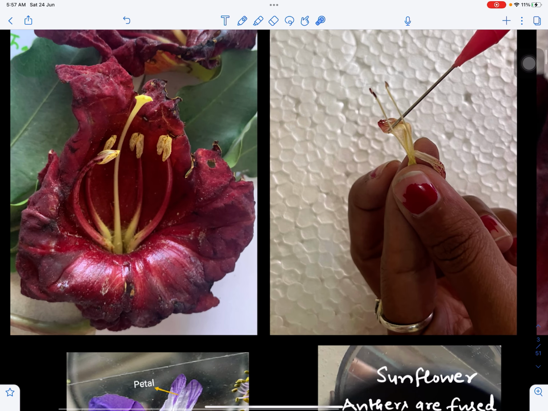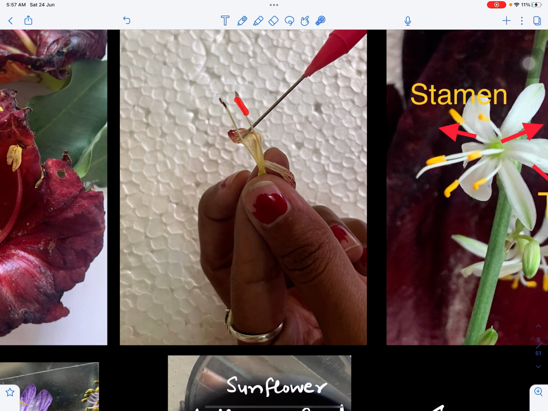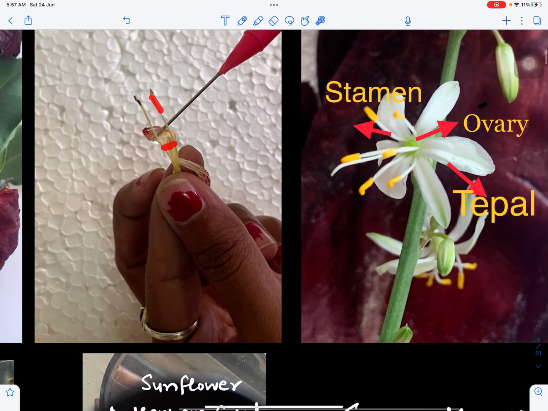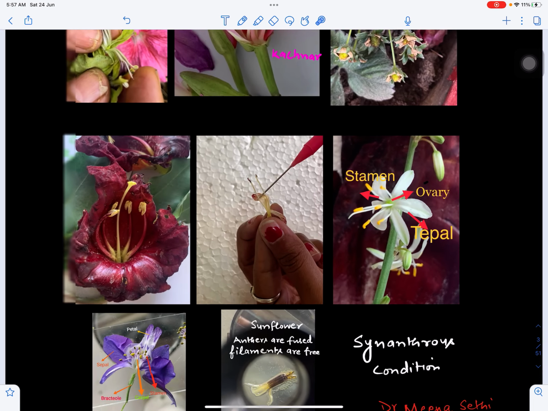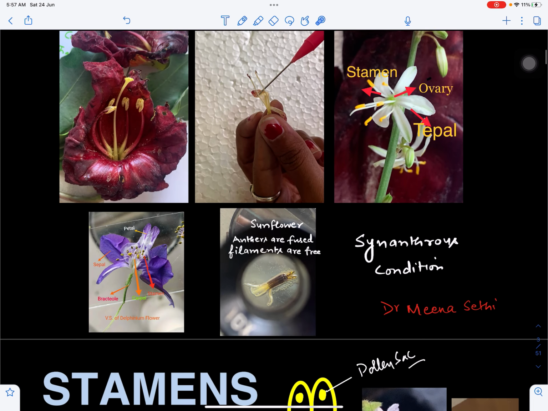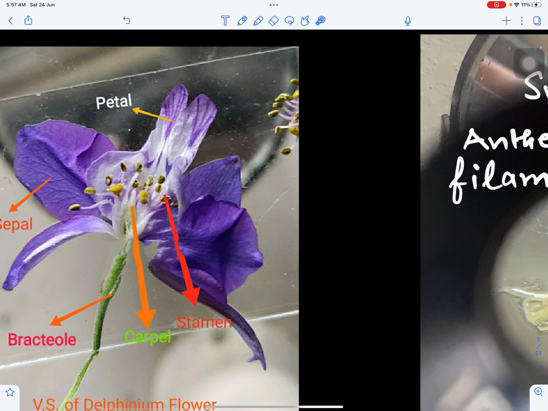Here in this flower, we can see stamens attached to petals. We have already seen the spider plant, so we can count the number also: 1, 2, 3, 4, 5, 6. So in some plants they can be 6 in number, 5 in number, or more than 6. This is the larkspur flower showing stamens.